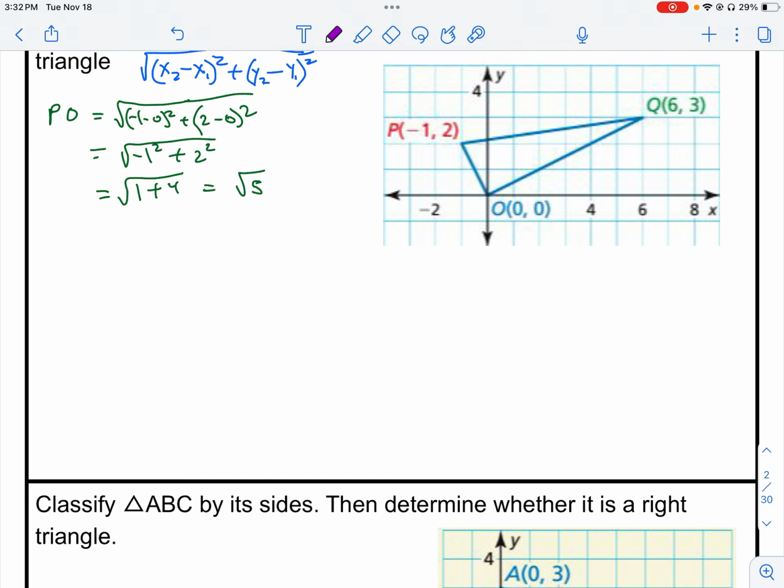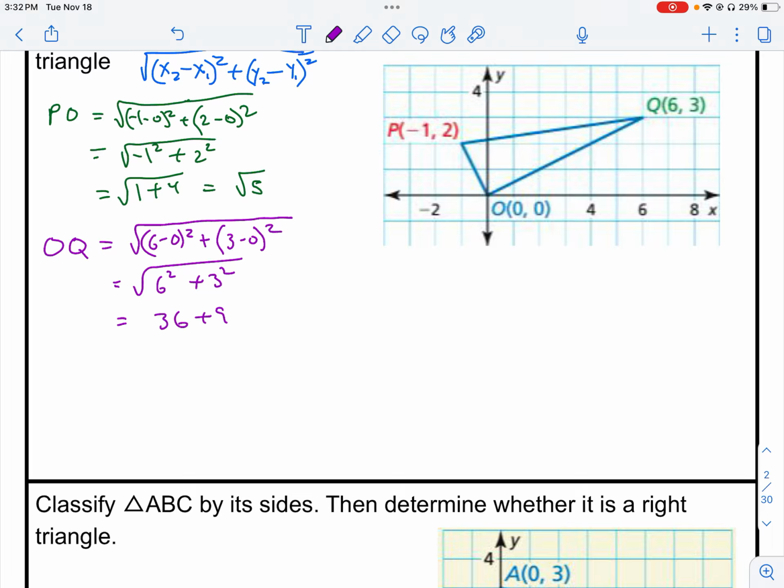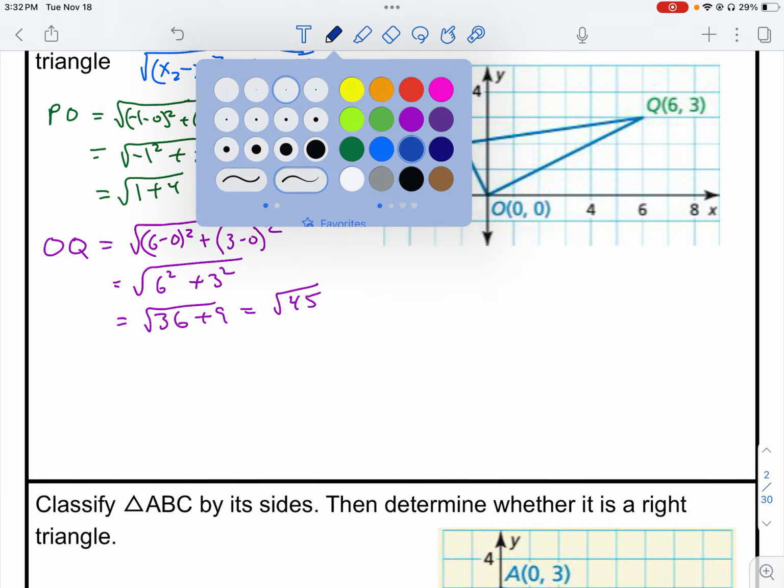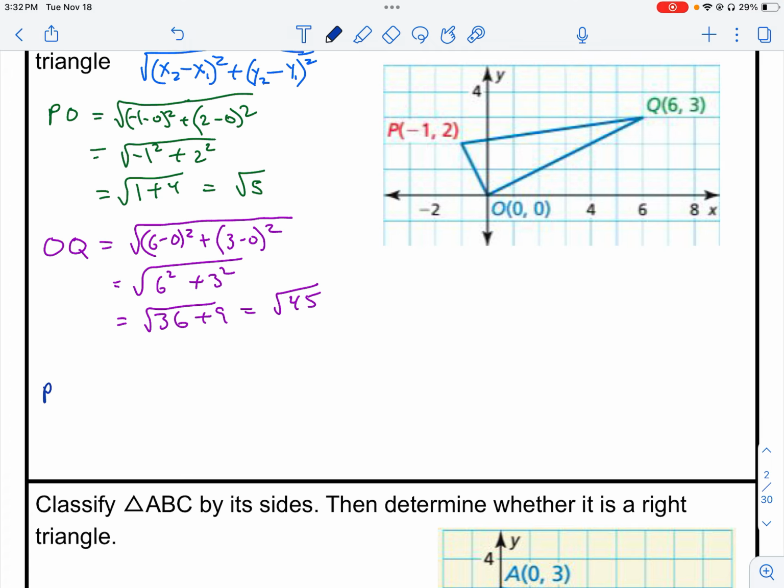So now let's do OQ, because we had a feeling that PO wasn't going to match anything. I like to work with the zeros first because it's super easy. Right, so radical 45 is my length of OQ. One more is PQ.